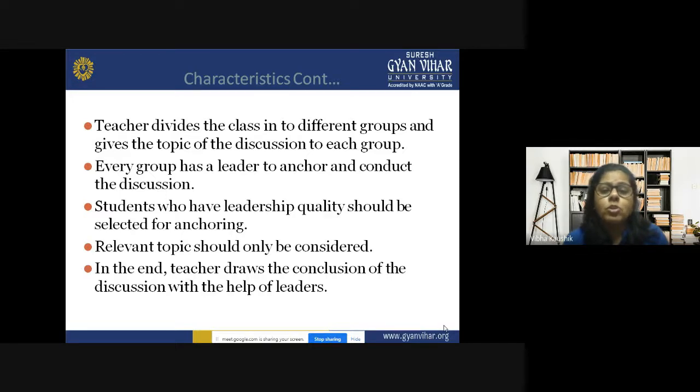Relevant topic should only be considered, means only relevant topics should be considered for discussion. In the end, the teacher draws the conclusion of the discussion with the help of leaders. Now, in the end, the teacher's role is that the teacher will conclude the discussion with the help of the leaders of those particular groups.